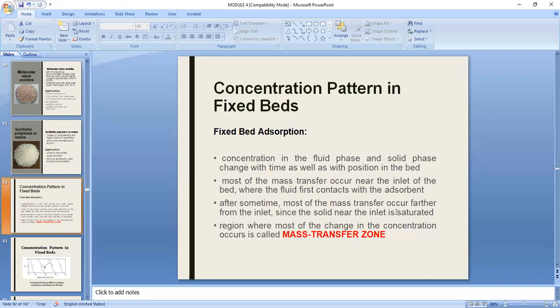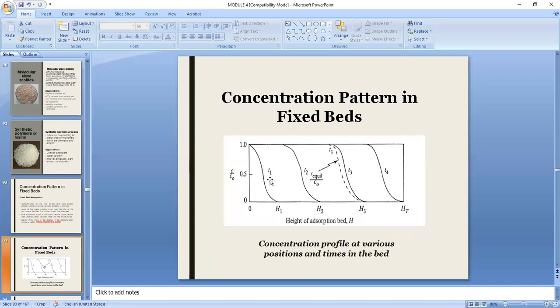The region where most of the change in concentration occurs is the mass transfer zone. And this is the concentration profile in fixed beds. You have here the height of adsorption in the bed: height 1, height 2, height 3, and height 4. Height sub T is the total height, measured from here. This is zero height. And this is the ratio of the concentration at any particular time T over the initial concentration. So the profile goes like this.